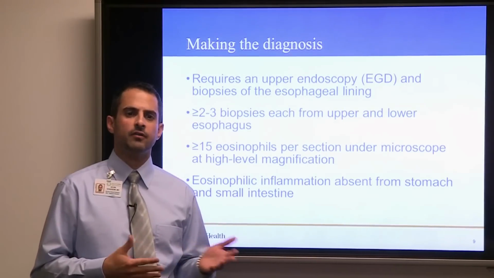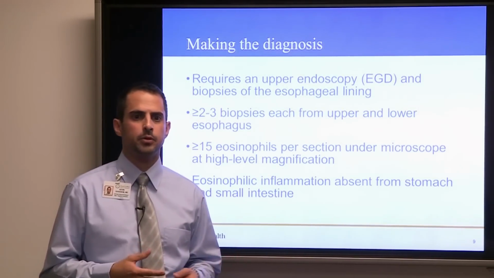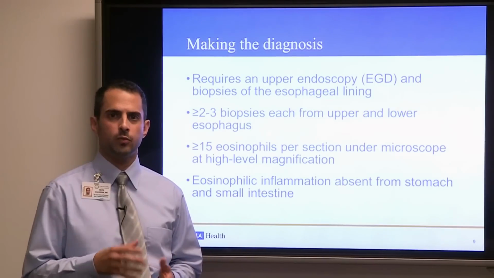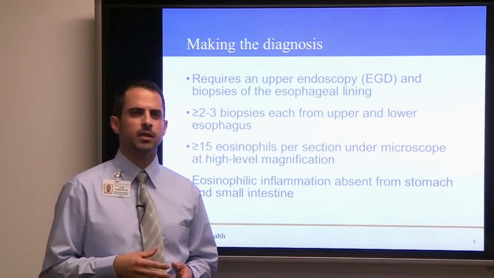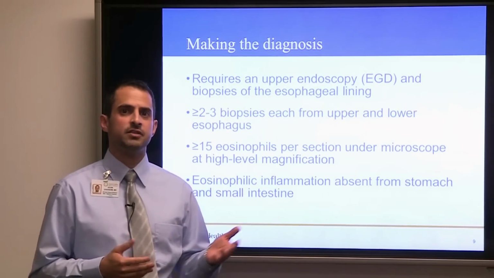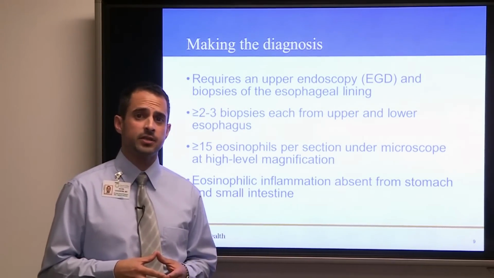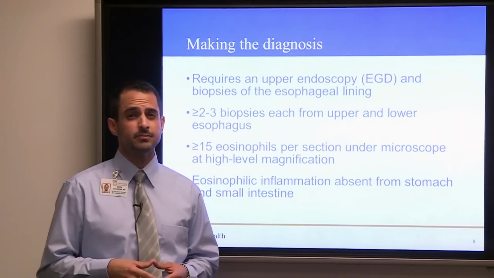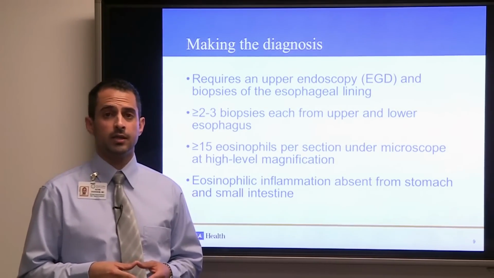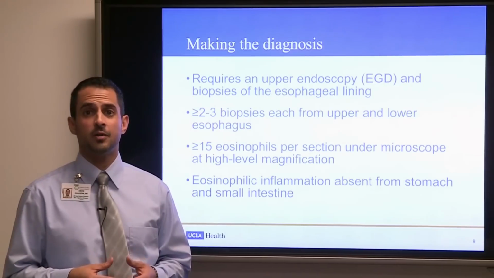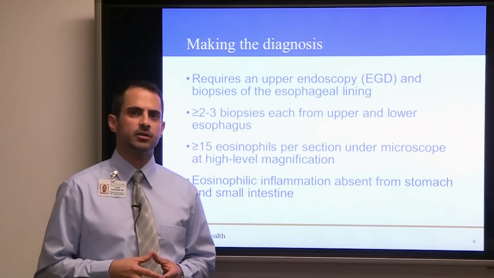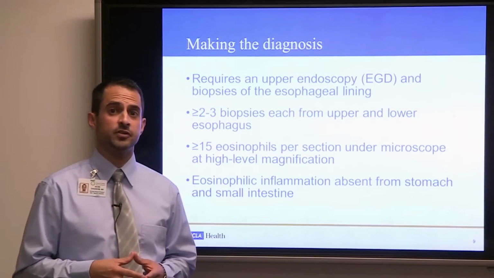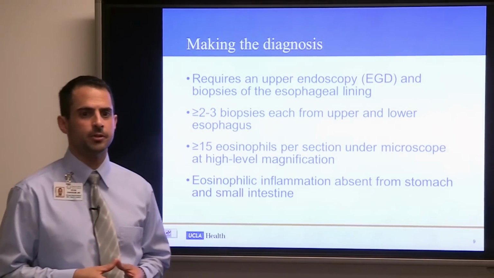The number of 15 eosinophils per section under the microscope when we look at it under high magnification is somewhat arbitrary, meaning that people who have eosinophils above 15 may not necessarily have eosinophilic esophagitis. And there are rare cases where less than 15 eosinophils may be found, but they truly do have EOE. But that's the general clinical guideline, to have at least 15 eosinophils per section under the microscope.